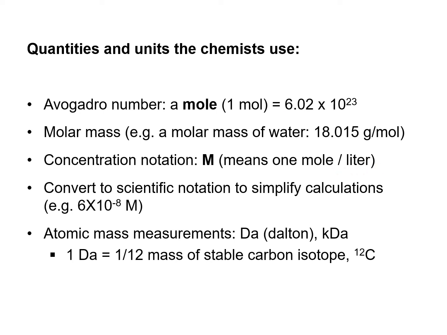And of course, we need to convert all the numbers to scientific notation to simplify the calculations in chemistry and also biochemistry. And lastly, atomic mass measurements are typically done in Dalton or kilodalton, and 1 Dalton is 1/12th the mass of the stable carbon isotope carbon-12.